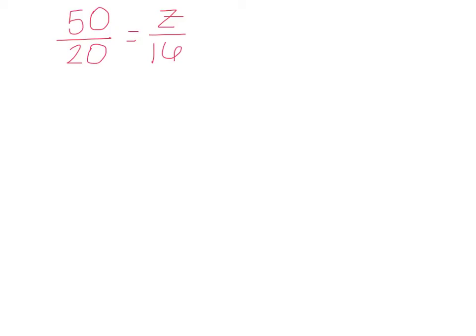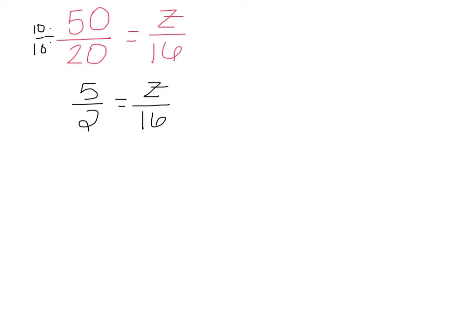Now, the first thing that I probably would do, instead of working with the number 50 and 20, I can see that that number can be reduced by 10. So I'm going to simplify my 50 and my 20, and I'm going to divide it by 10 over 10. Because as long as I divide by a form of 1 and simplify my fraction, I still have the same fraction, the same number. So if I divide this by 10, or 10 over 10, I get 5 over 2 is equal to z over 16.